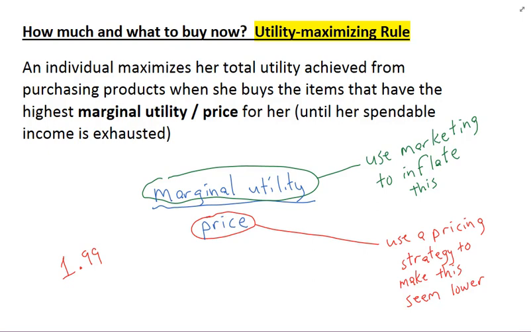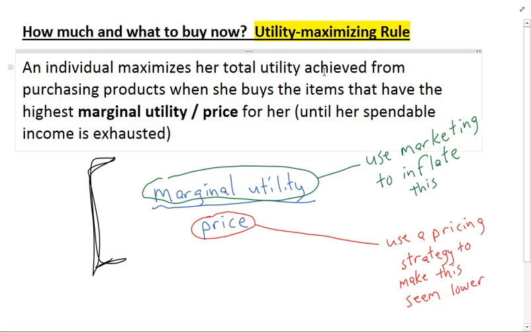And of course, advertising, there's all kinds of strategies to inflate the perceived usefulness of a product, and that is discussed more in the marketing class. But the idea is you want the individual to think that your product has a high marginal utility over price ratio, and then they're more likely to buy it.